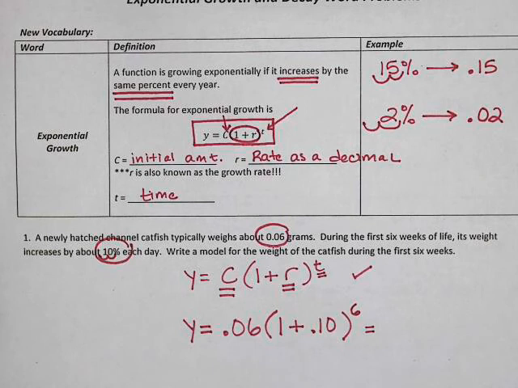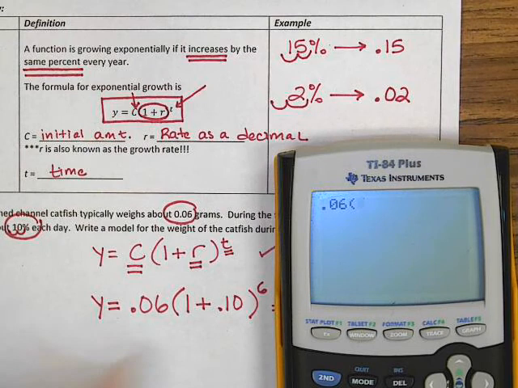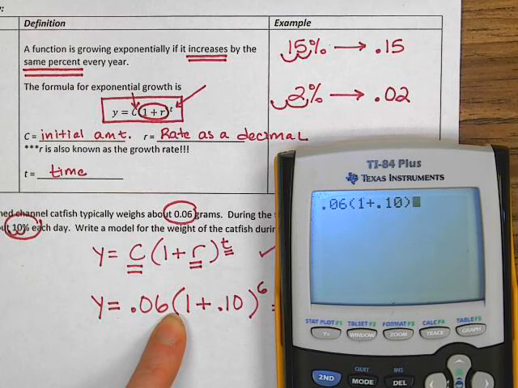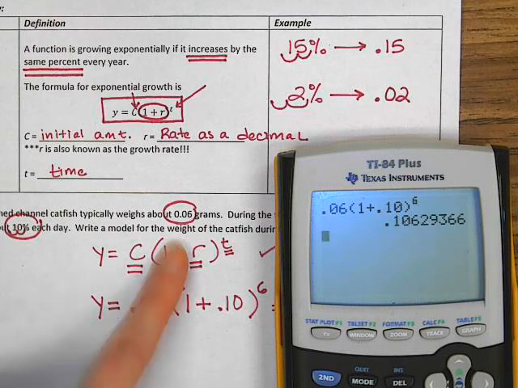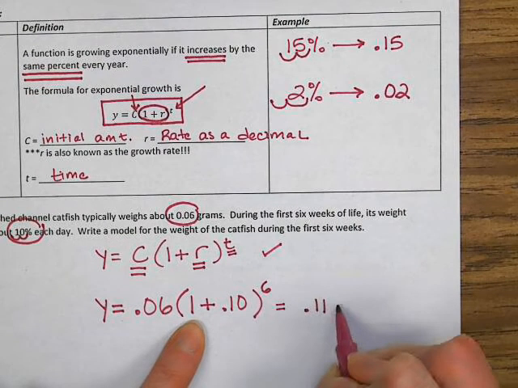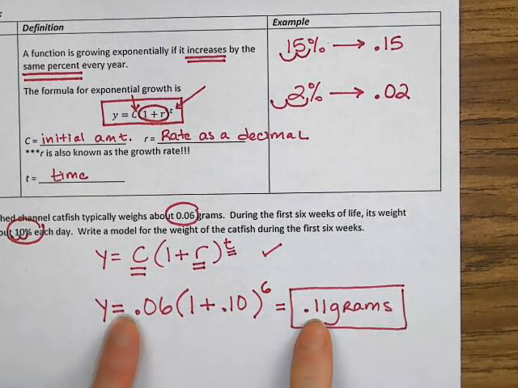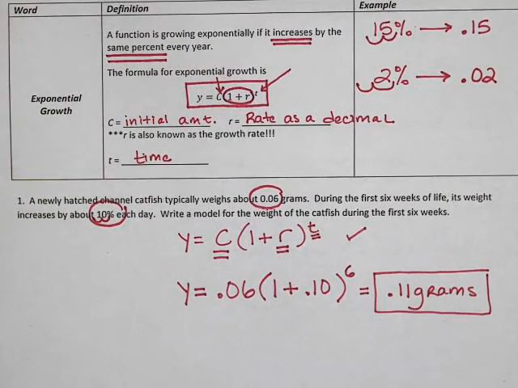Okay, everyone's good on that? Nothing hard here. So we're going to type this in. So it's going to be 0.06 parenthesis, 1 plus 0.10, close the parenthesis, and then caret 6. Raise it to the 6th power. And it's increasing, so it should go up. Let's round it to 2 decimal places. So 0.11, and this is in grams. And I know he's still small, but he went from 0.06 to 0.11, so he did grow. All right, so that is an exponential growth model.